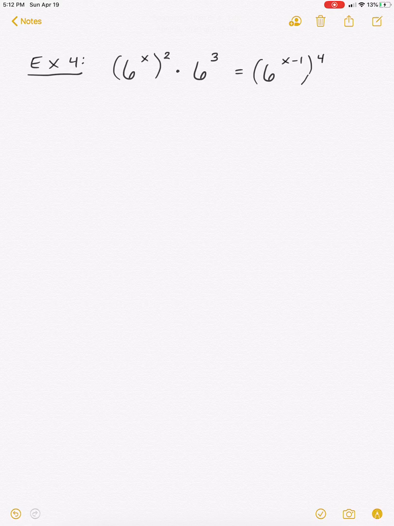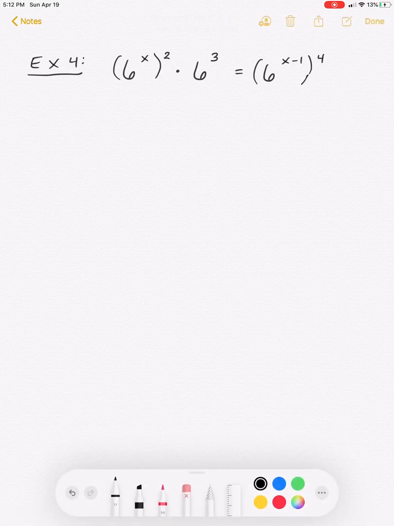But in this case, one thing I notice is that I have a common base of 6. So the first thing is we can't have 2 base 6's over here and set it equal to 1 base 6 over here. And so we need to use an exponent property that when we have x to the a times x to the b, the base stays the same and we add our exponents. All right, so that's what I'm going to use.